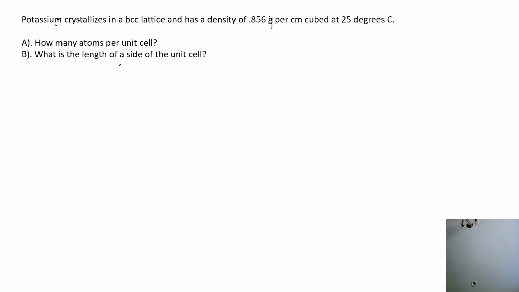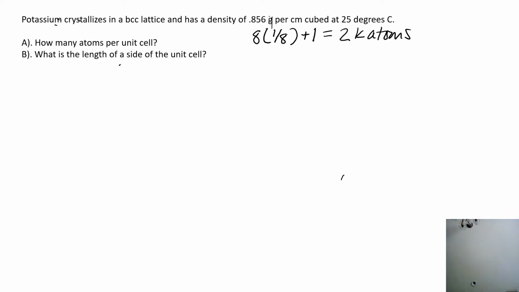If you recall, in the body-centered cubic cell, we have 8 corner atoms, of which 1/8 of each sphere is within the unit cell, plus one whole sphere in the center of the cube. So we have a total of 2 potassium atoms in a unit cell.